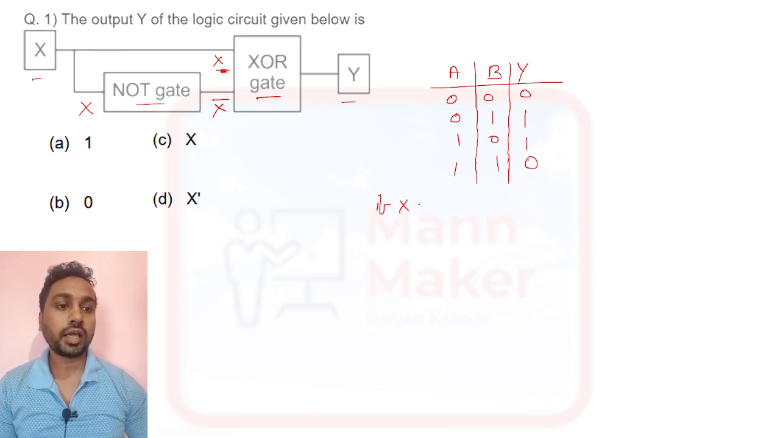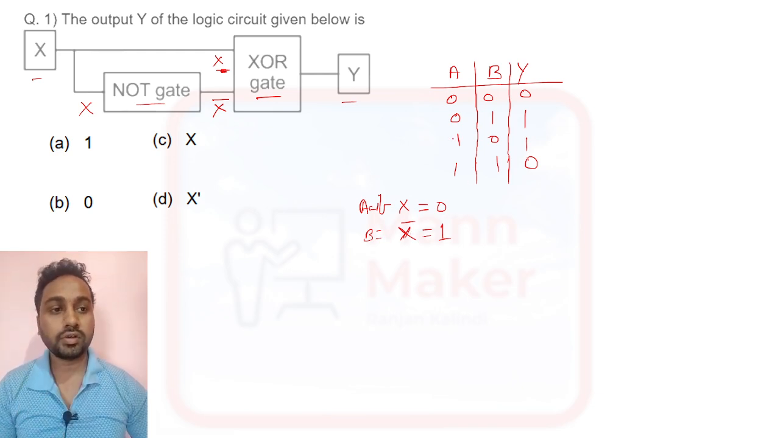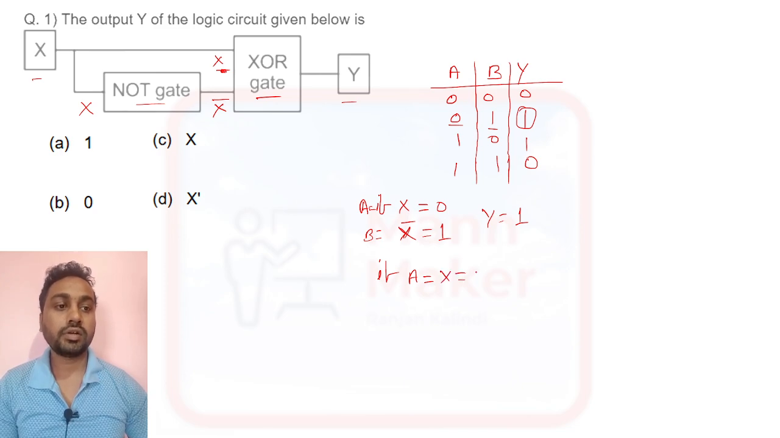If we put X equal to 0, then X bar, meaning X complement, means the complement of 0. So the complement of 0 is 1. So when A is 0 and B is 1, this is A and this is B, like that you can consider as input. So A is 0 and B is 1. So in this case the output is 1.